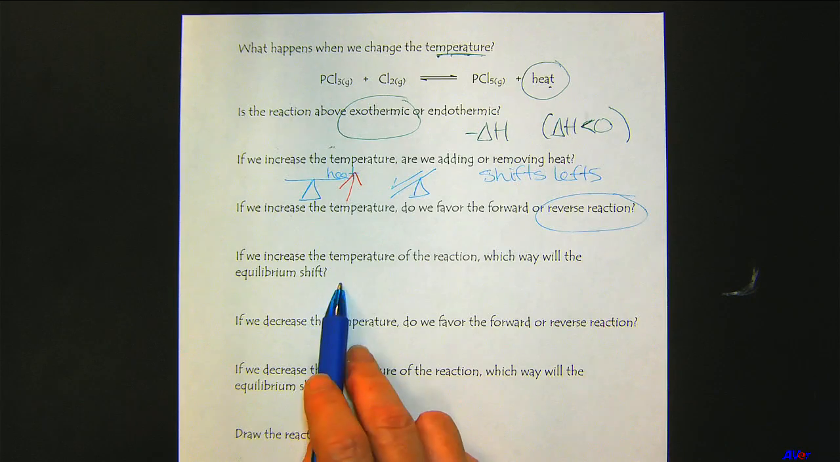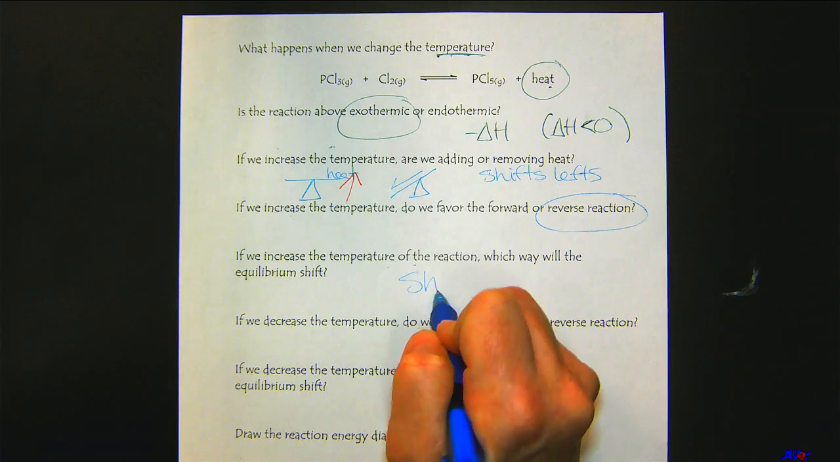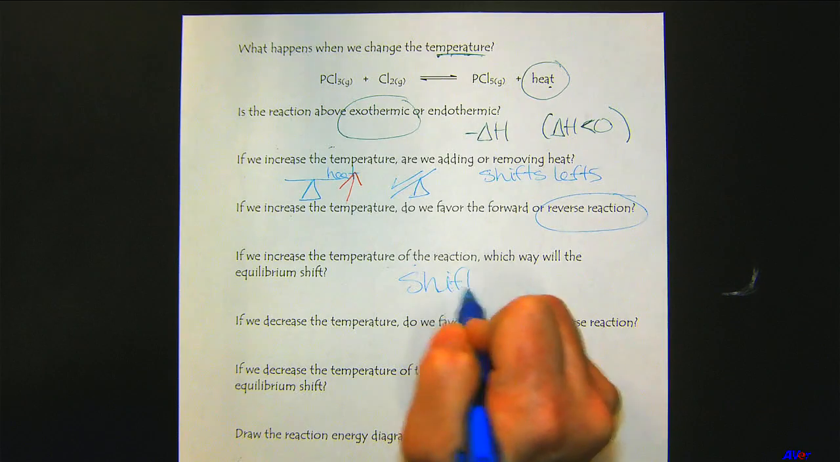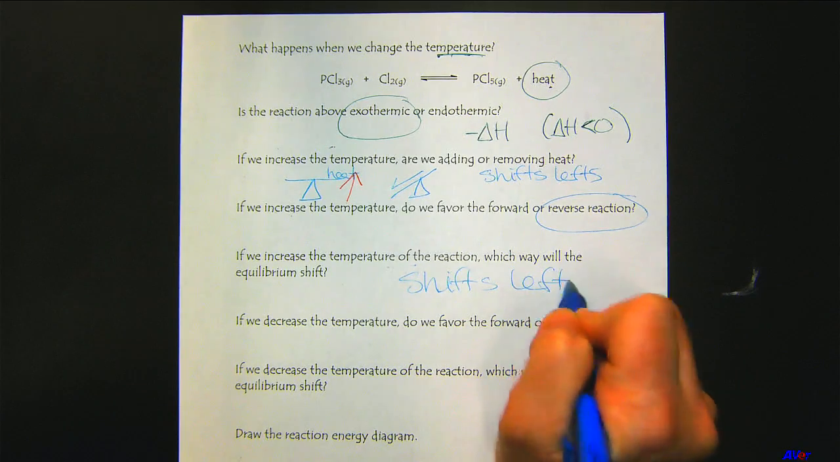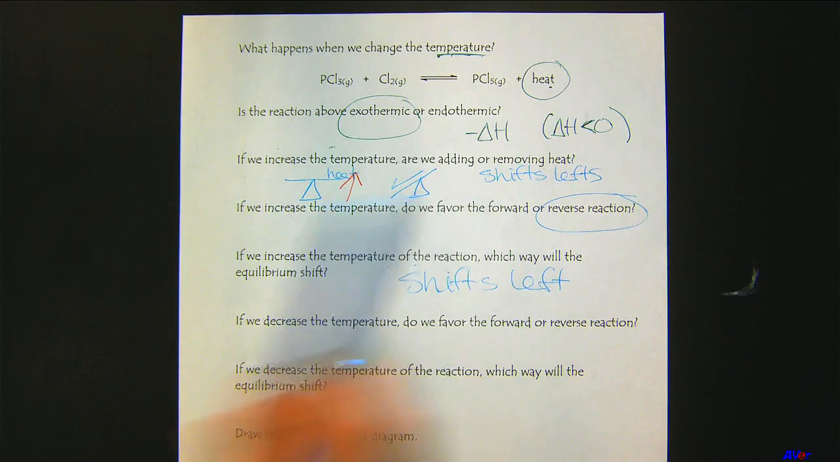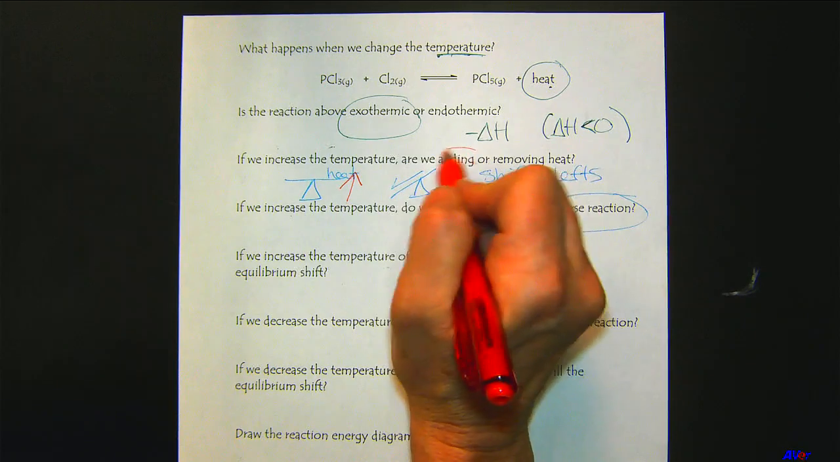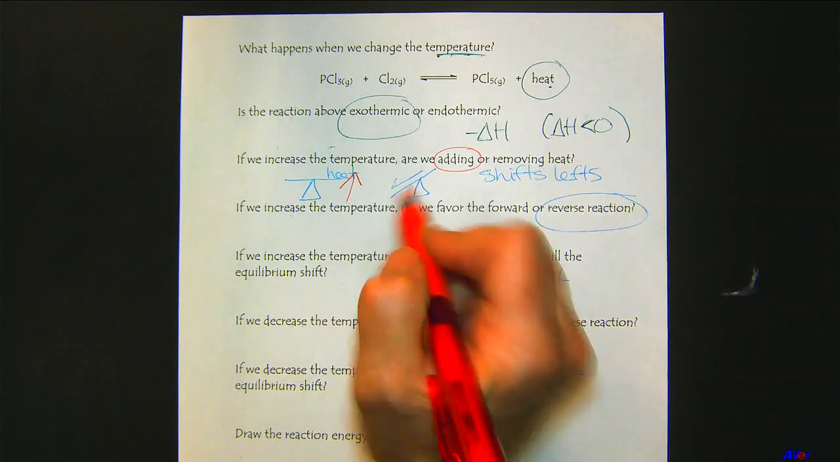And I've already answered this one. If we increase the temperature, the equilibrium shifts to the left. So if we increase the temperature, what are we doing here? I missed this part. If we increase the temperature, we're definitely adding heat. So that's why we did that.